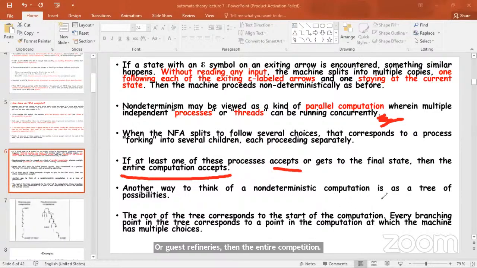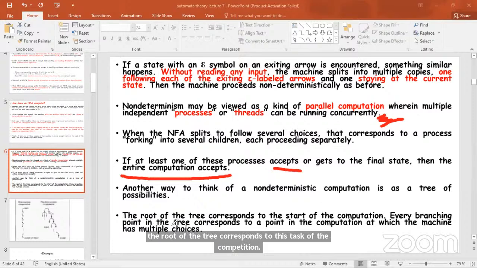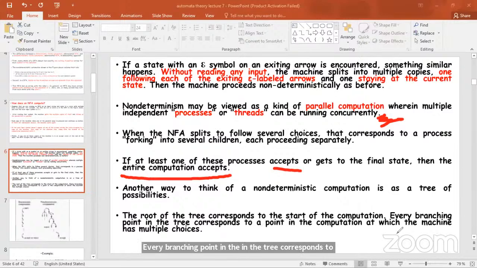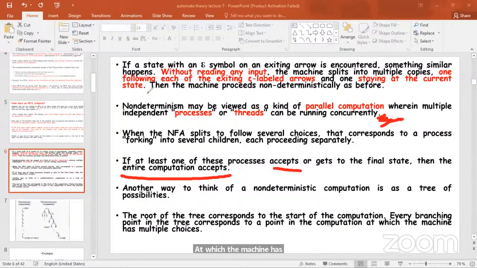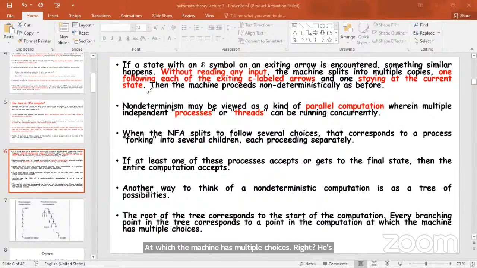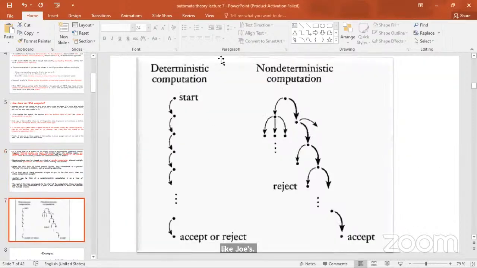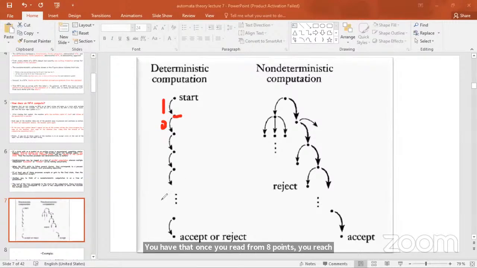Another way to think of non-deterministic computation is as a tree of possibilities. Now, the root of the tree corresponds to the start of the computation. Every branching point in the tree corresponds to a point in the computation at which the machine has multiple choices, right? These are just the introductory aspects. So this is what it means for deterministic. Once you read from a point, you read maybe 1, you move to another point, you read another thing, 0, you move to another point, and you can determine where next to go.